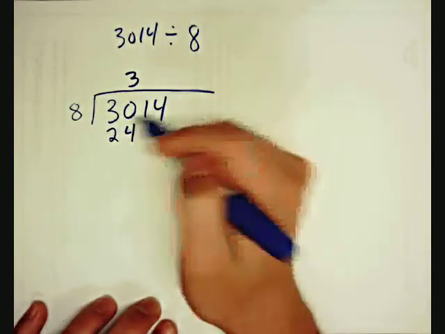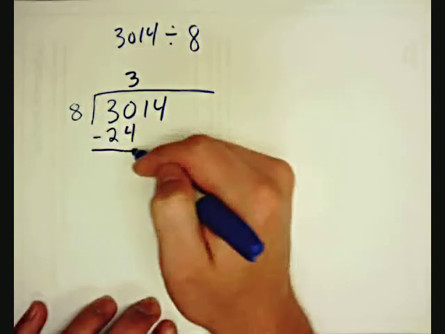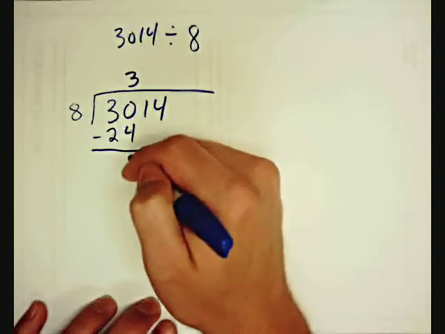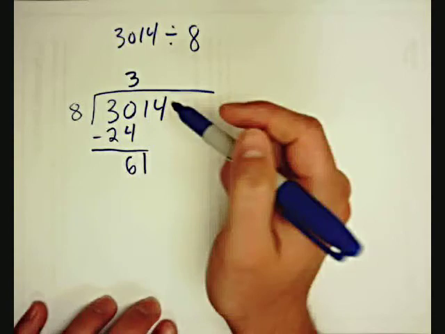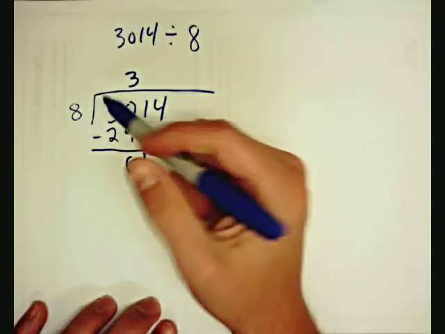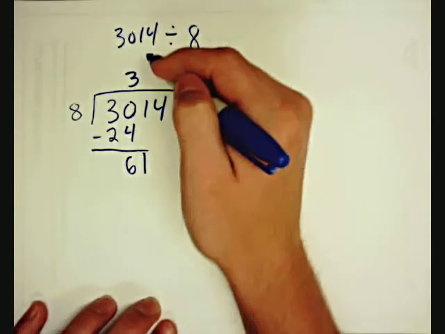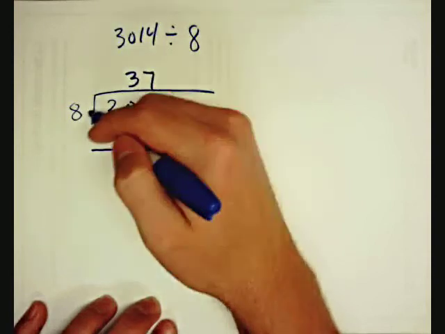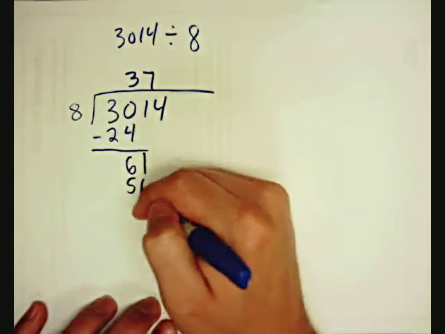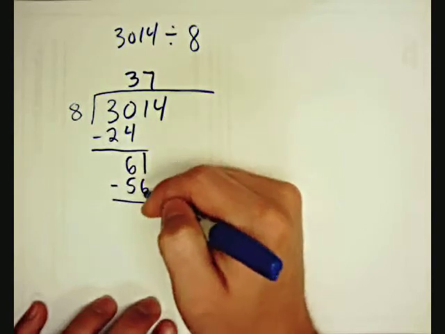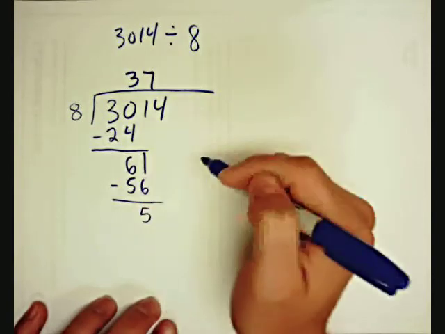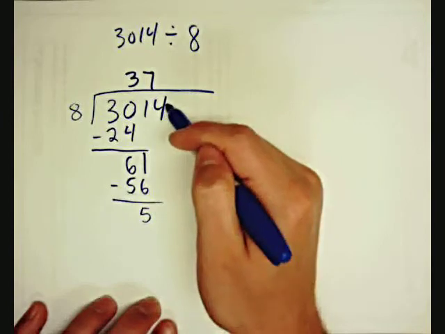And then in long division, we always subtract. 30 minus 24 is 6. And then we bring down the next number, 1, making 61. So now we're seeing how many times will 8 divide into 61? 7 times. 7 times 8 is 56, and we always subtract. 61 minus 56 is 5, and then bring down our last number, the 4.